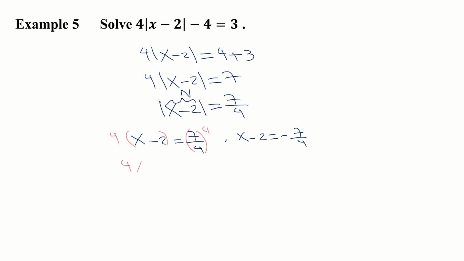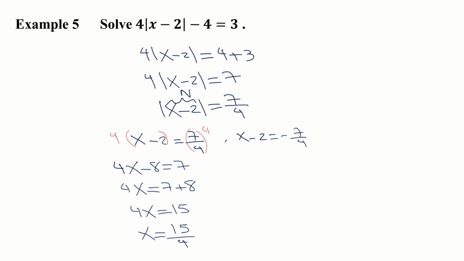So we get 4x minus 8 equals 7. So now we move the negative 8 to the other side. Changes sign, becomes positive. So 4x equals 7 plus 8. So 4x equals 15, or x equals 15 over 4.